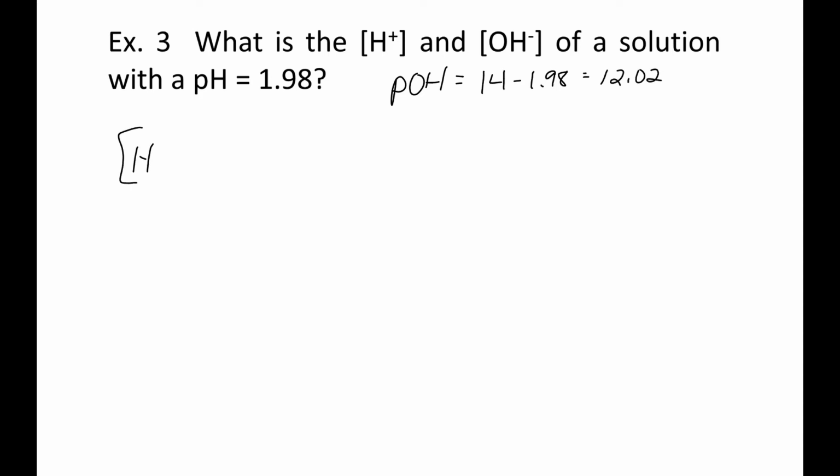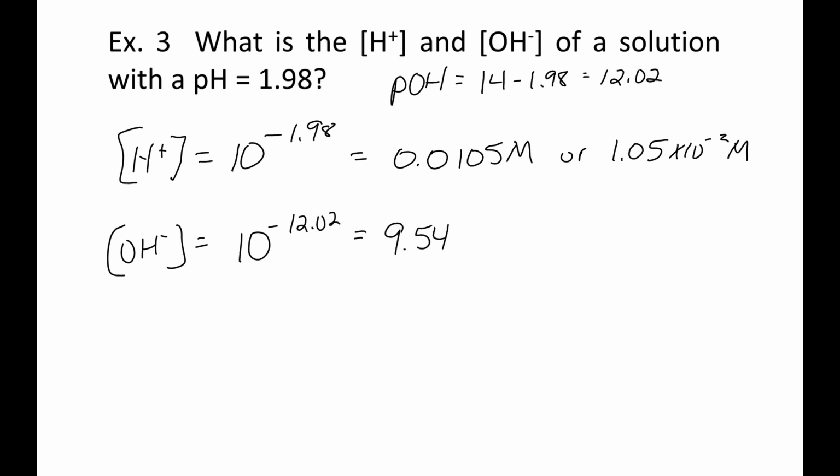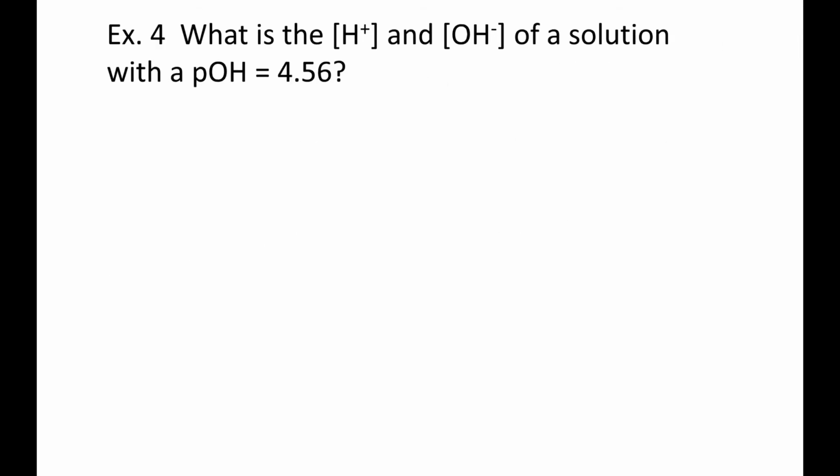Now, hydrogen ion concentration is 10 to the minus 1.98, which happens to be 0.0105 molar. And you can leave it in that form, or you can put it into scientific notation. It doesn't even matter. Times 10 to the minus 2. Okay? Your hydroxide ion concentration is 10 to the minus 12.02, which is 9.54 times 10 to the minus 13 molar.